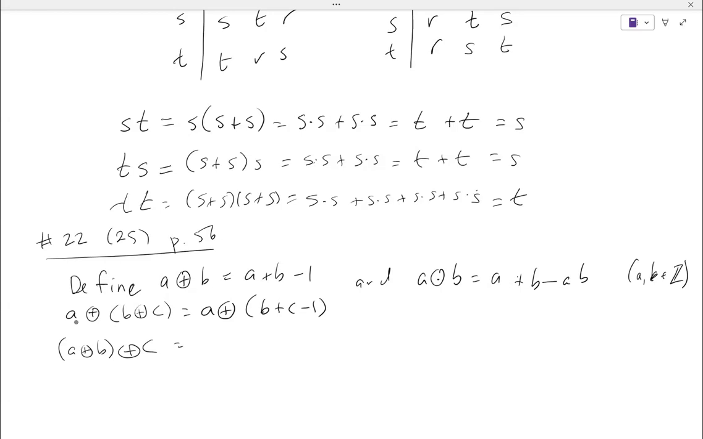A plus B plus C minus 2. Good. Yeah, it'll be a plus b plus c minus 1 minus another 1 on the end, right? Because this is what's going in for the b. So we'll have a plus b plus c minus 2.